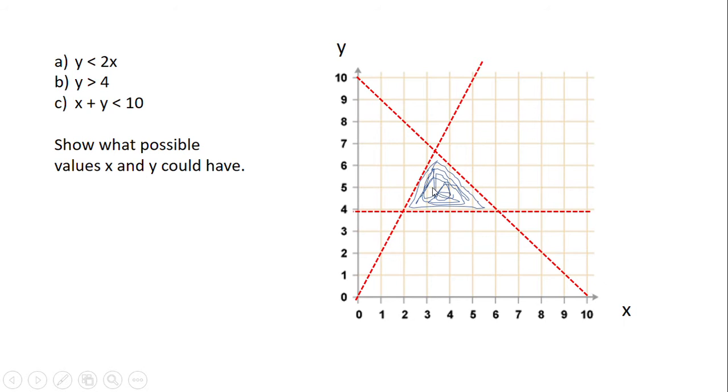The y value is smaller than 2 times the x value. The y value is greater than 4. The x value plus the y value is smaller than 10. 3 plus 5 is smaller than 10.